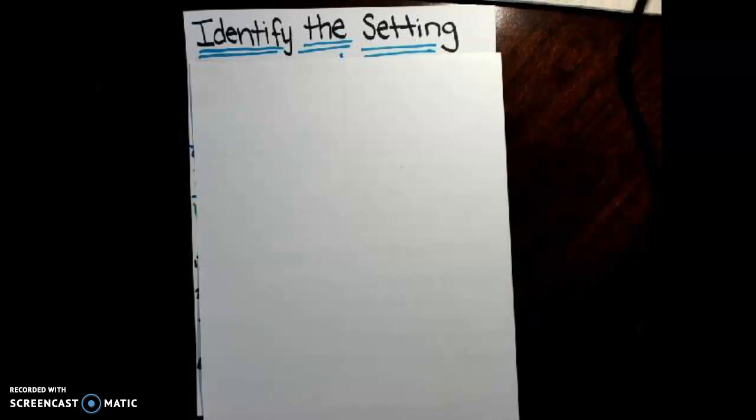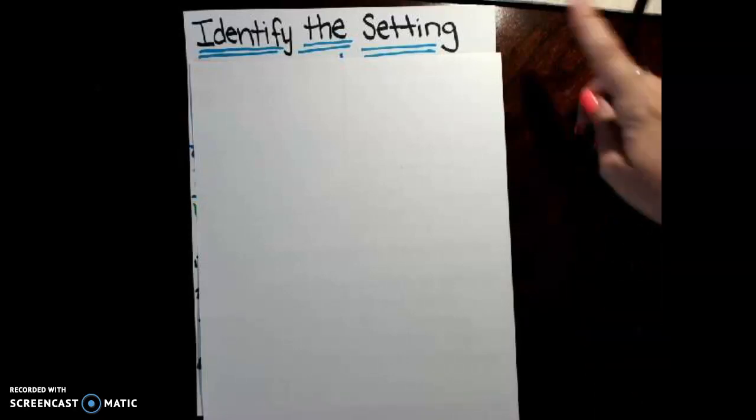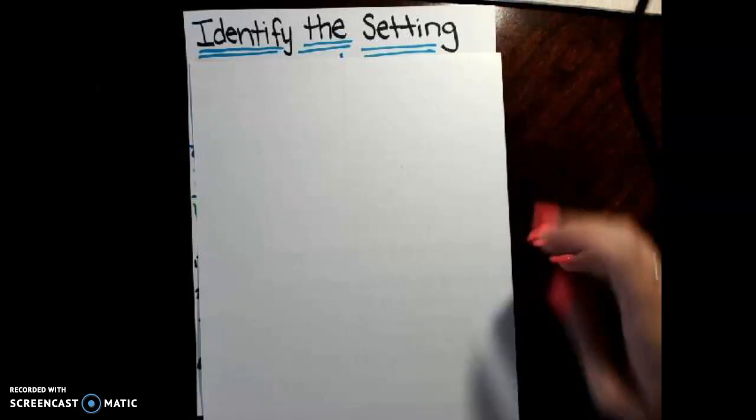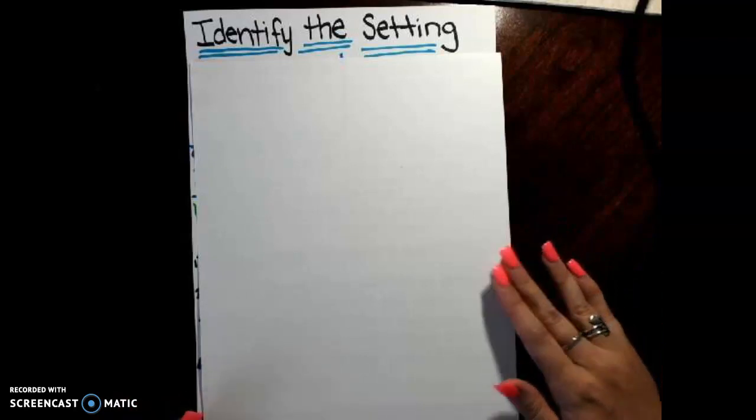Today, we'll practice identifying setting in a piece of historical fiction, The Red-Tailed Angels, which we've been reading all week. Let's look at this anchor chart before we start reading. Our anchor chart's title is Identifying the Setting, and we're going to learn how to identify the setting in a story.